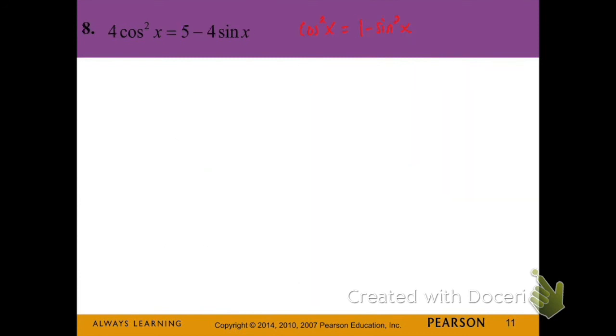Our next example, we're going to solve 4 cosine squared of x equals 5 minus 4 sine of x. Again, I see I have a cosine squared of x and a sine of x, so I'm going to use my Pythagorean identity to replace cosine squared of x. Again, I want you to pause the video, try this one on your own, and restart it to see my answer.